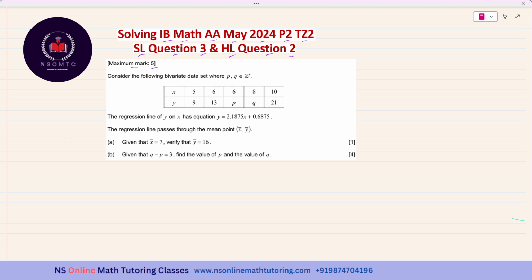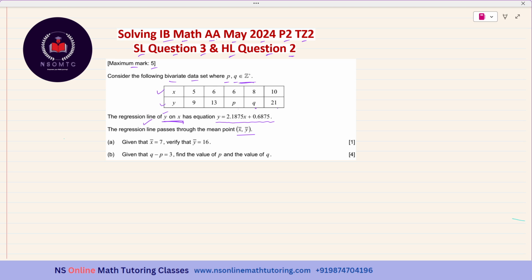The maximum mark is 5. It is saying consider the following bivariate data set where P and Q belong to the set of positive integers and X values are 5, 6, 6, 8 and 10 and the Y values are 9, 13, P, Q and 21. The regression line of Y on X, that means Y will be the subject, has equation y equal to 2.1875x plus 0.6875. The regression line passes through the mean point. Every regression line will be passing through the mean point x bar comma y bar.